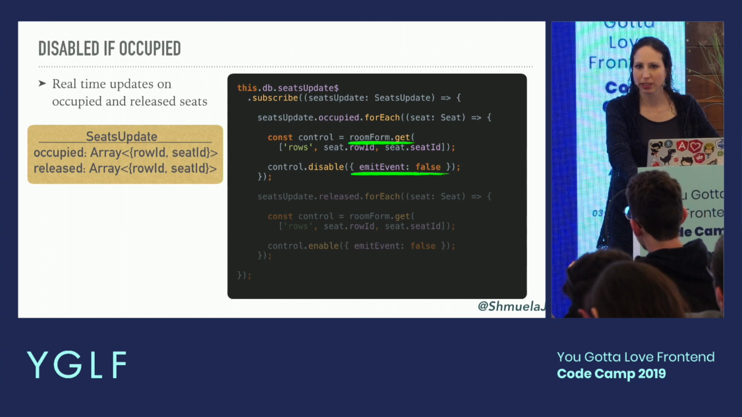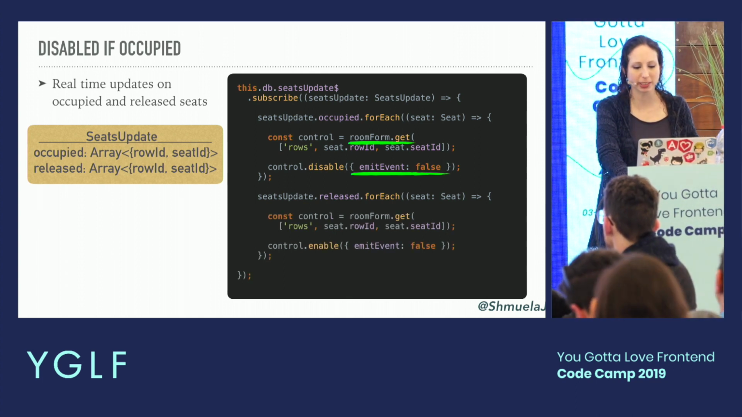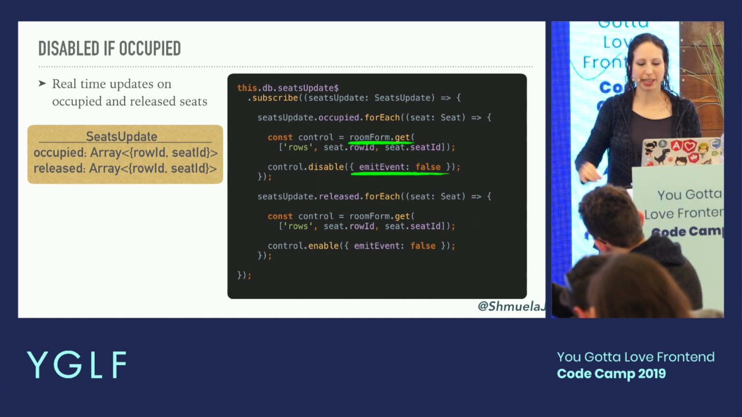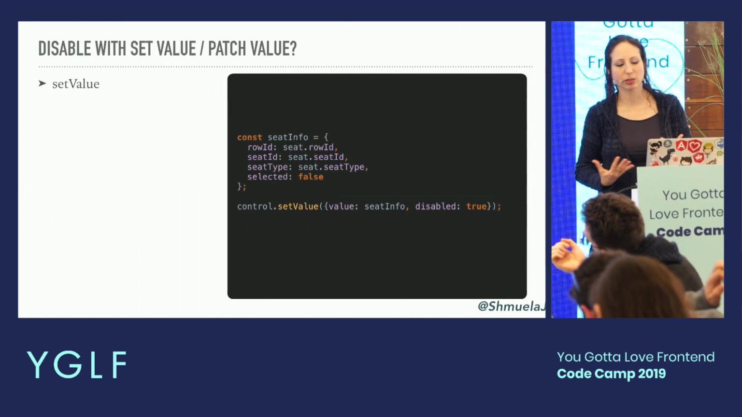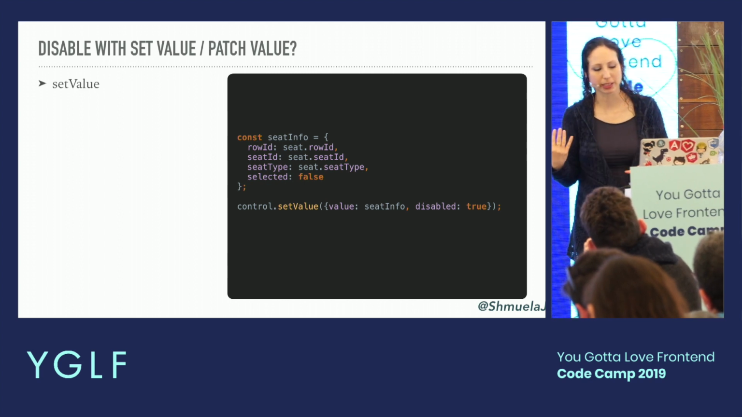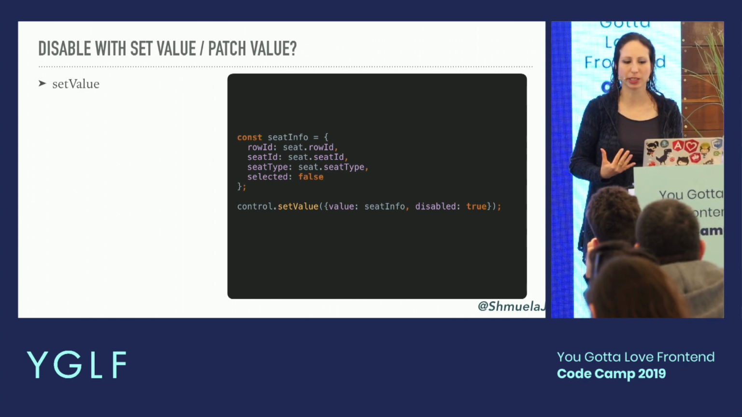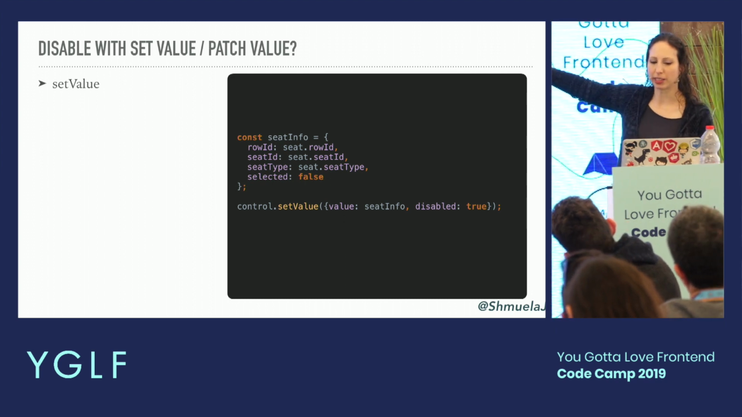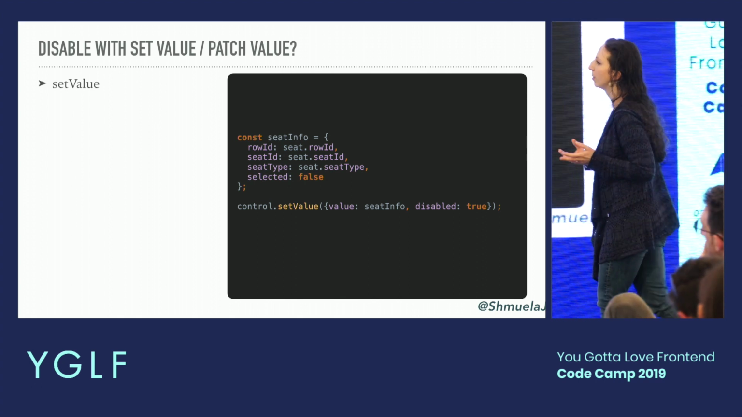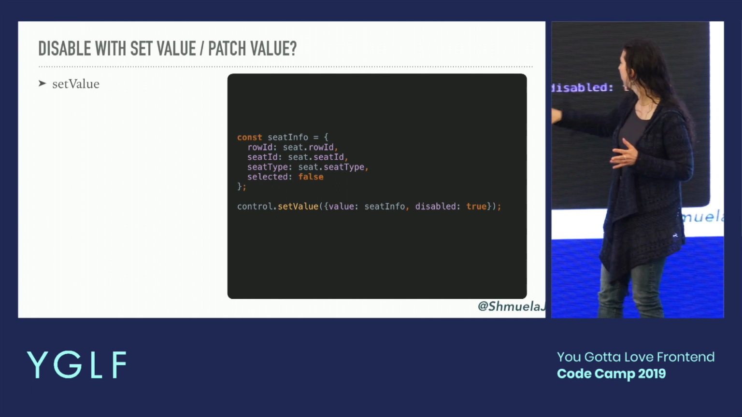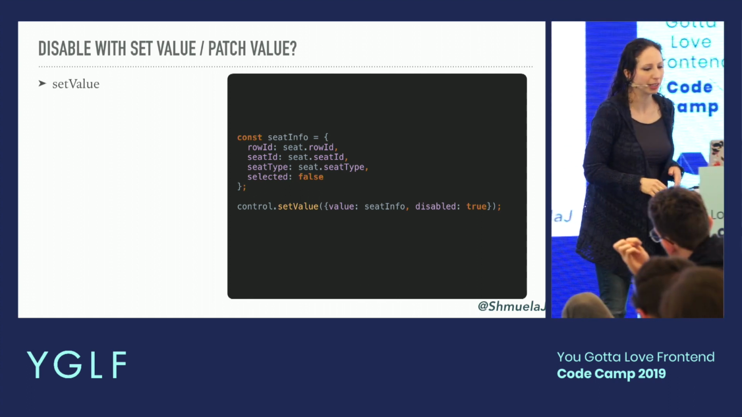And how do I enable a seat control? Exactly the same way. I'm getting the seats that were released, getting the specific seat and enabling it, again not emitting a value. Maybe you'll ask me, what about setting a value or patching a value? Will that help us with disabling the seats? Can we do something like that if we have the seat information, where we want to disable something when passing the value?